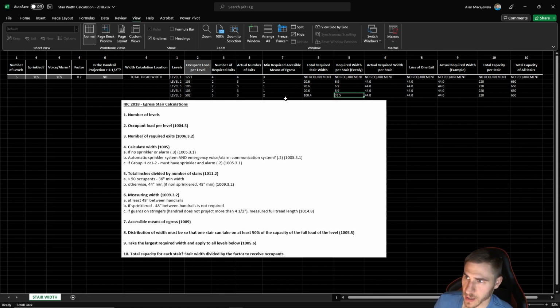So we take this required stair width and we say, okay, well, we need a minimum of 33.5 for these 3 stairs, which obviously we cannot have. We need at least a minimum of 44. So what we typically do is take that and divide that out by the number of stairs, or multiply that by the number of stairs. So we'd have 3 that have a minimum of 44.